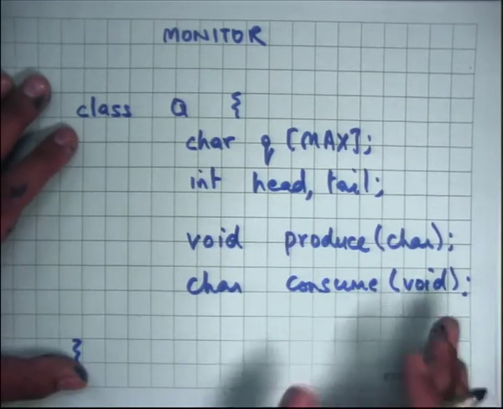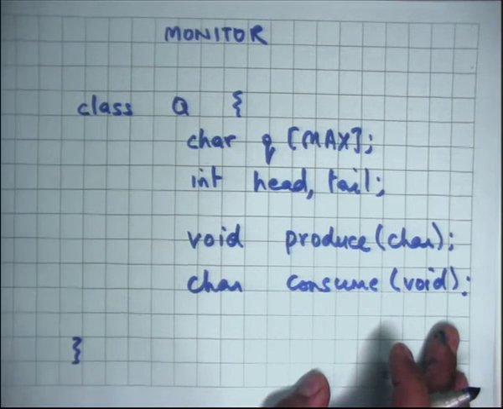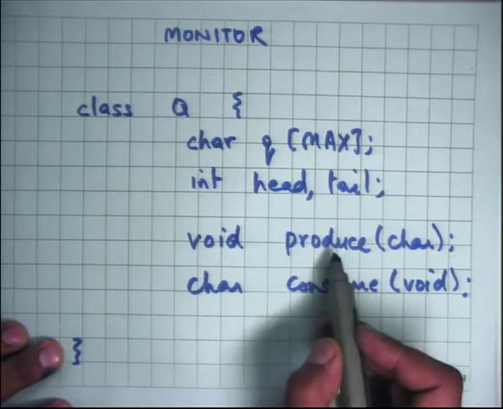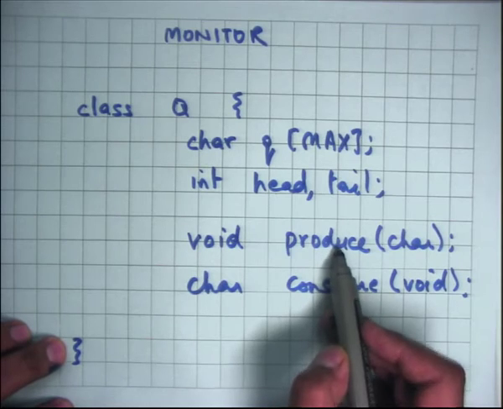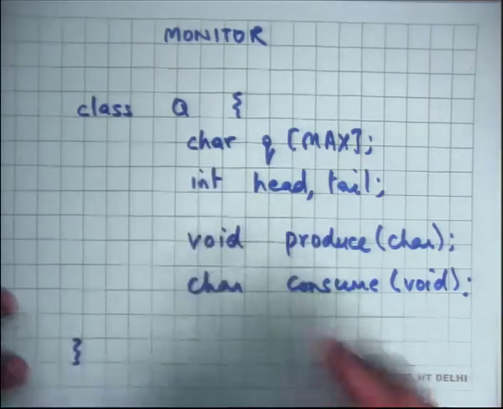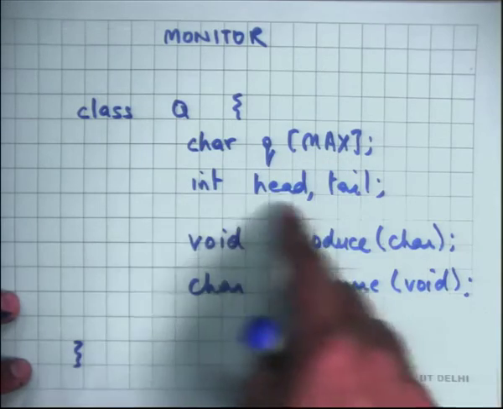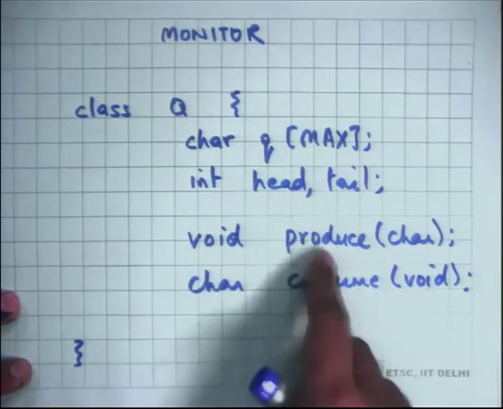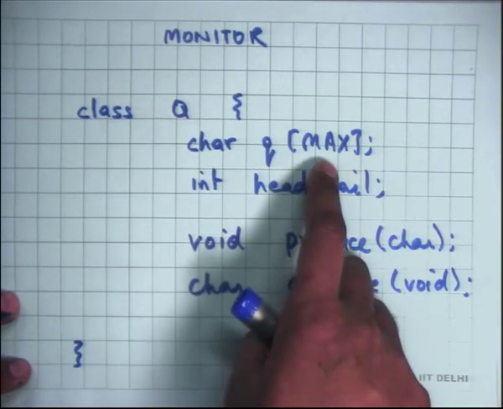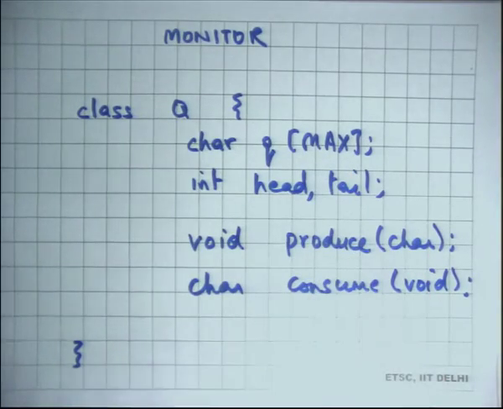So, it is the responsibility of the programming language to ensure that there is mutual exclusion between all the functions that are defined inside this class. So, it is a regular object oriented programming. There is encapsulation, which means these variables are private, only these functions can access these variables, but moreover these functions will always execute in a mutually exclusive way.